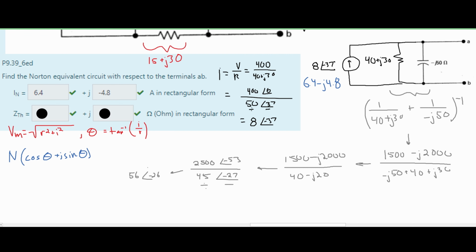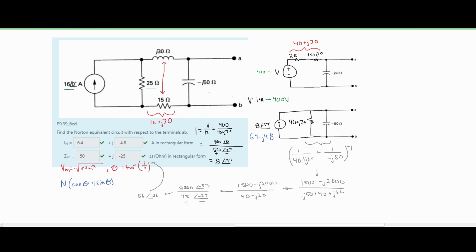Now we need to convert this into the rectangular form here so that we may plug it back into our equation. And if we do this for our rectangular form, we are going to get approximately 50 with an angle of -25. And that is how you would go about solving this problem.